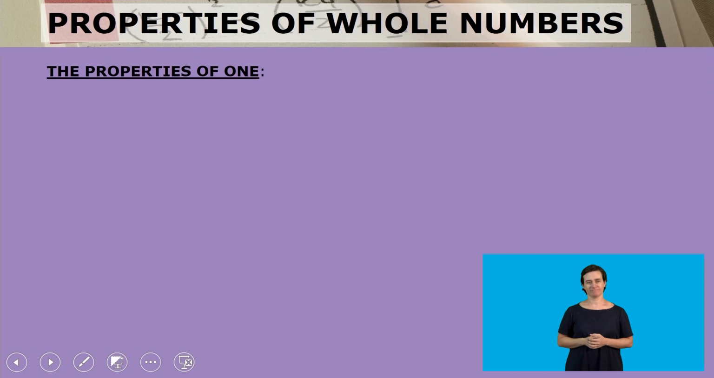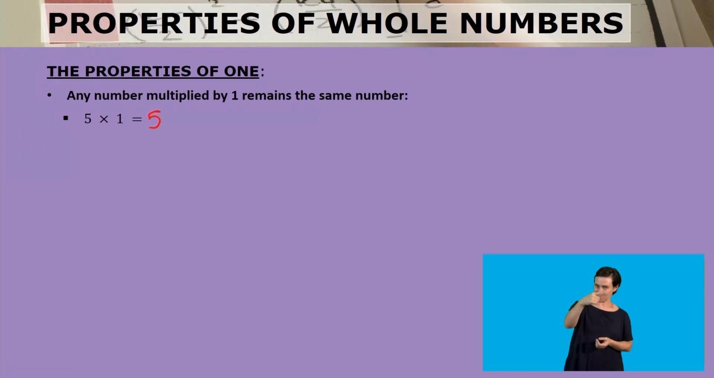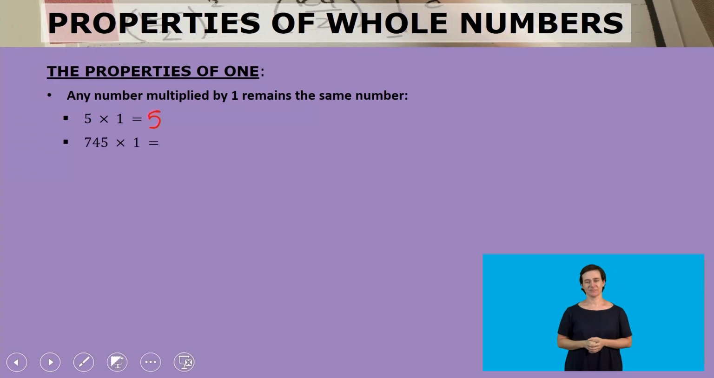Let's move on to the properties of 1. So we know that any number multiplied by 1 remains the same number. That is 5 multiplied by 1. What do you think the answer is going to be? Yes, you are correct. It remains the same. It is going to be a 5. What is 745 multiplied by 1? Yes, it is 745. So do you see how the number remains the same if it is multiplied by 1?